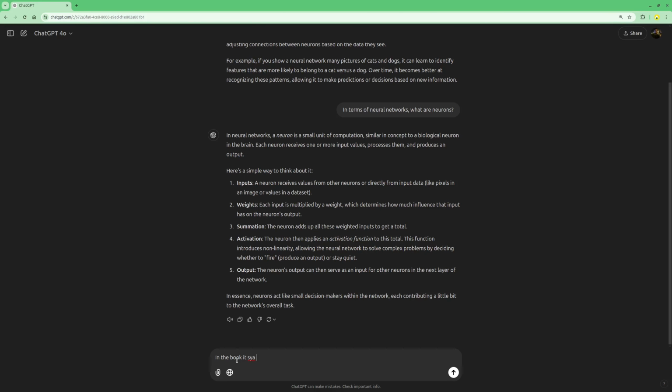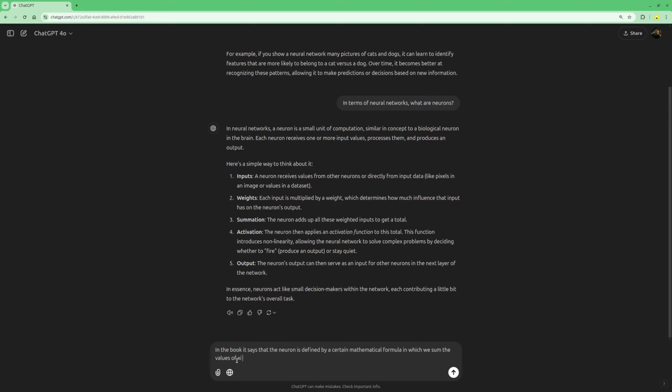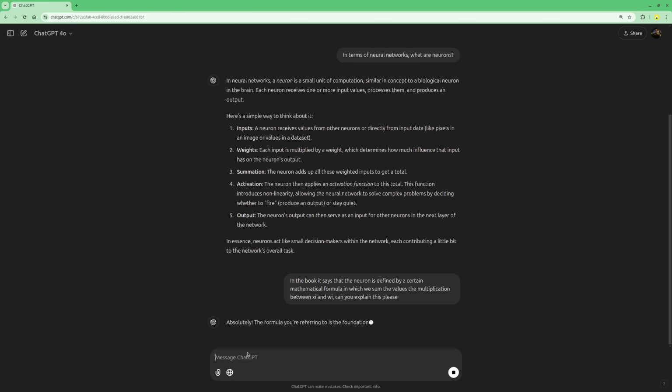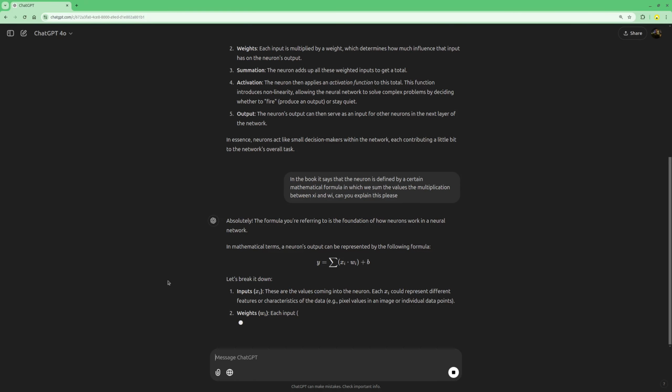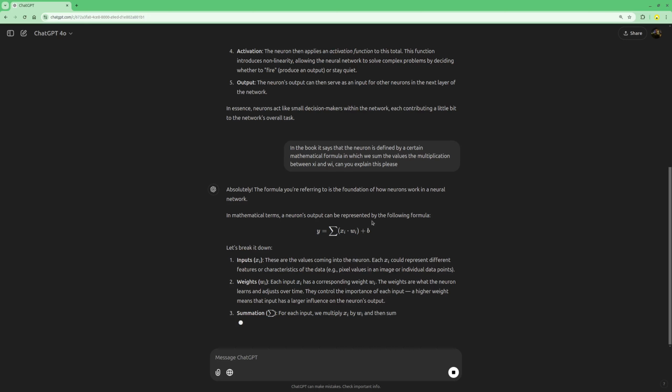In the book it says that the neuron is defined by a certain mathematical formula in which we sum the values of xi multiplied by the weights wi. Can you explain this, please? The formula you're referring to is the foundation of how neurons work in a neural network. Yeah, that's the one. In mathematical terms, a neuron's output can be represented by the following formula.